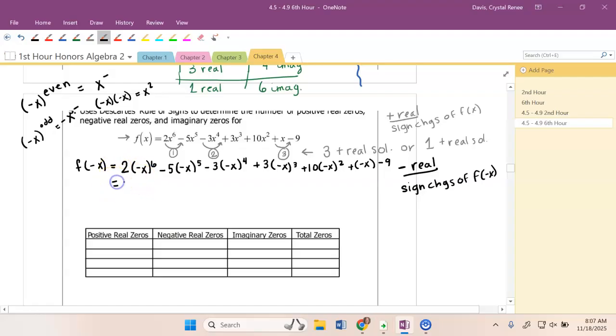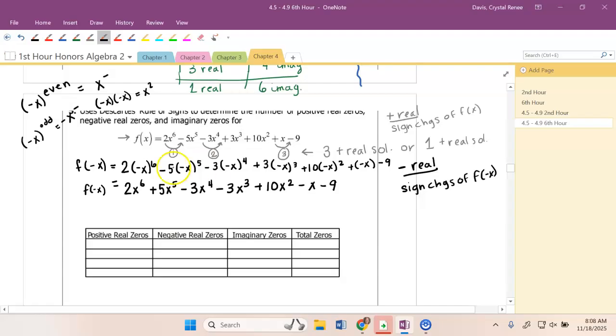So let's go clean this up. Negative x to the 6th power, because the 6 is even, is just x to the 6th. I should probably put f of negative x here. Minus negative x to the 5th is a negative x to the 5th, so a minus and a minus would be a plus. A negative x to the 4th would just be a positive x to the 4th, so minus 3x to the 4th. A negative x to the 3rd would be a negative x cubed, so minus 3x cubed. Negative x squared is a positive x squared, so plus 10x squared minus x minus 9.